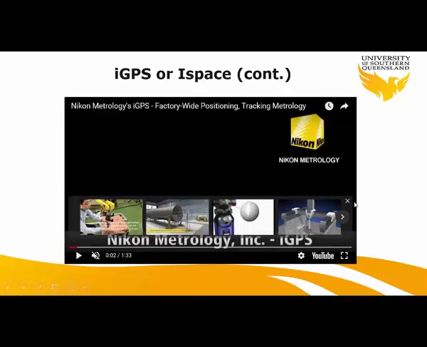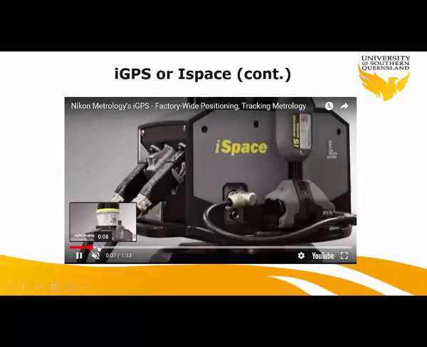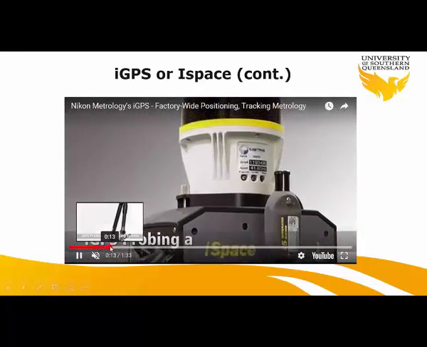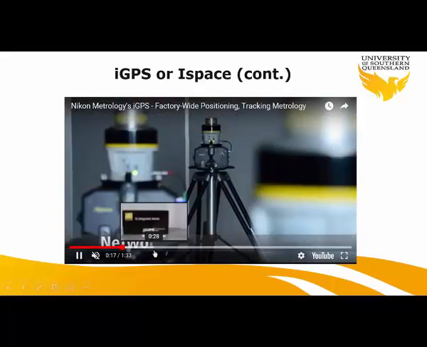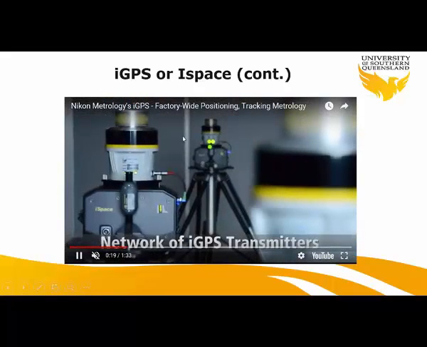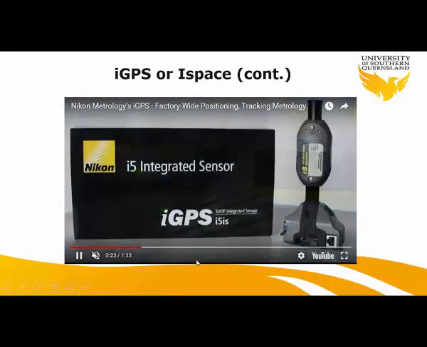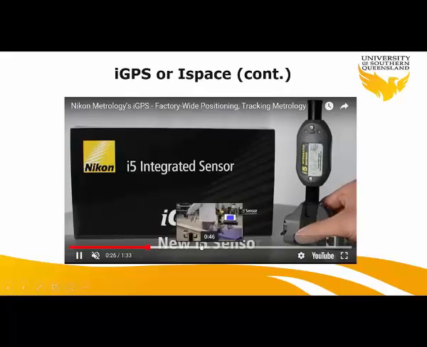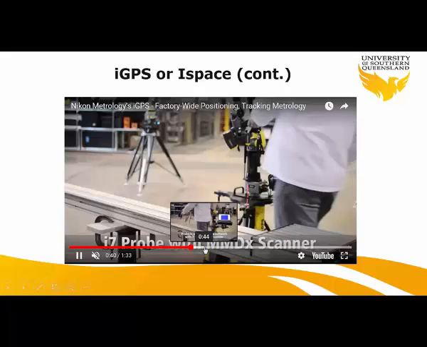Put a video to show you the example of the RGPS with the probe. So if I'm going further a little bit, because I don't have time, this is the example of the probe or tracking system. We have a network of RGPS transmitters. I told you it is always required to have at least two.